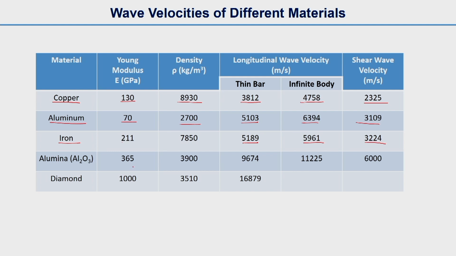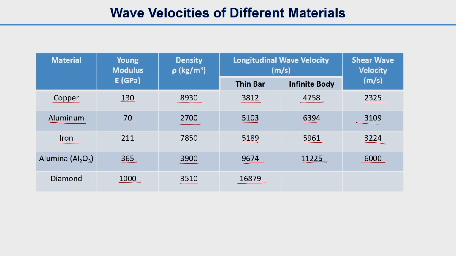Now the ceramic, which has quite high strength and low density, gives a very high longitudinal and shear wave velocity. It is very high, 11 kilometers per second for the infinite body, and for diamond it is even higher because the Young's modulus is unusually high and the density is quite low. For a thin bar it is 16.8 kilometers per second. The others we haven't kept the values here.